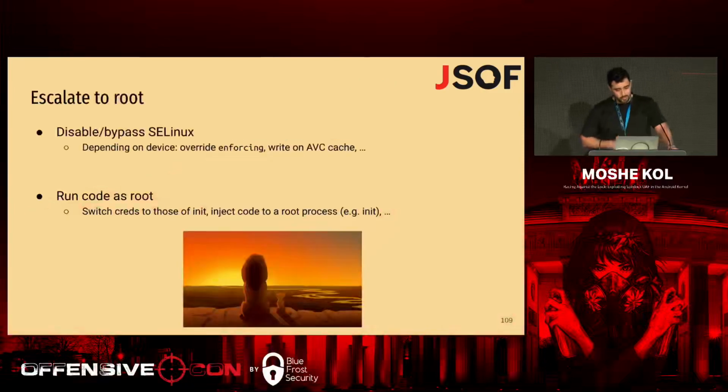Just for completeness, at this point we would like to disable SELinux and run code as root. On the Pixel 6, we override the enforcing variable of SELinux, but on other devices there are other methods to achieve that. And to run code as root, on the Pixel 6 we just stole the cred struct of the init process, which runs as root. But again, for other vendors, there are other ways to do this.